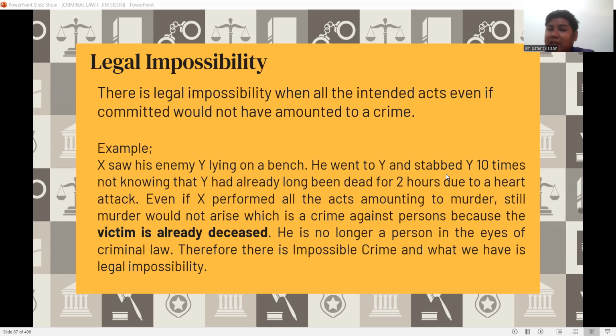Therefore, there is what? Impossible crime. And what we have is legal impossibility. It is legally impossible for a person to kill someone who is already dead. Therefore, the crime he committed is impossible crime of murder.